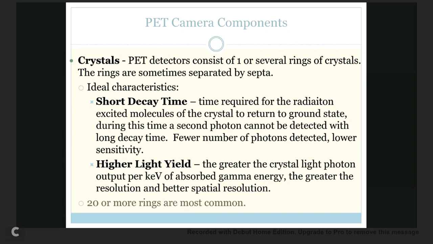The greater the crystal's net photon output per keV of absorbed gamma energy, the greater the resolution and the better the spatial resolution. 20 or more rings are most common. So you want a high efficiency crystal, so you can have better resolution.